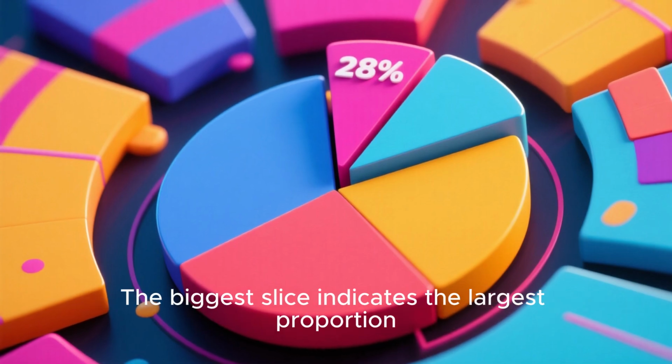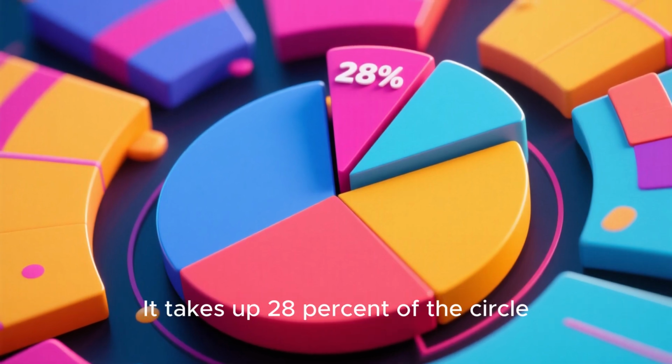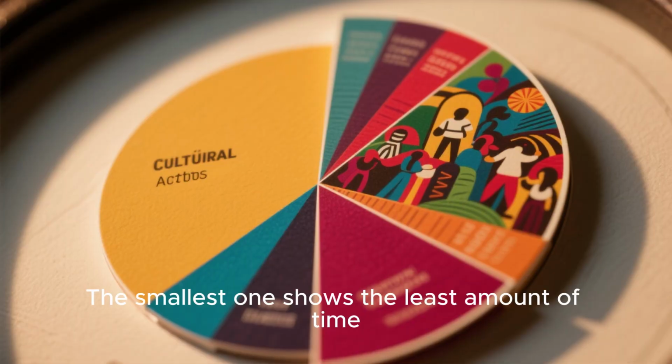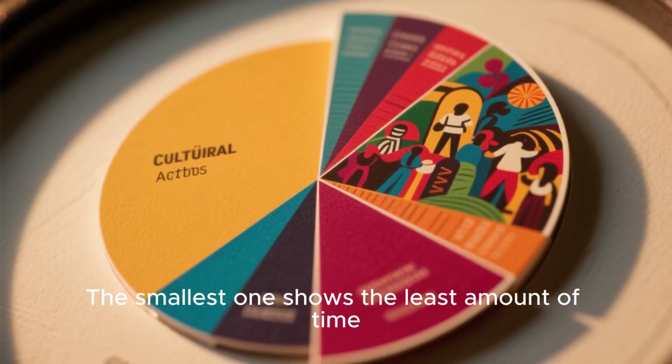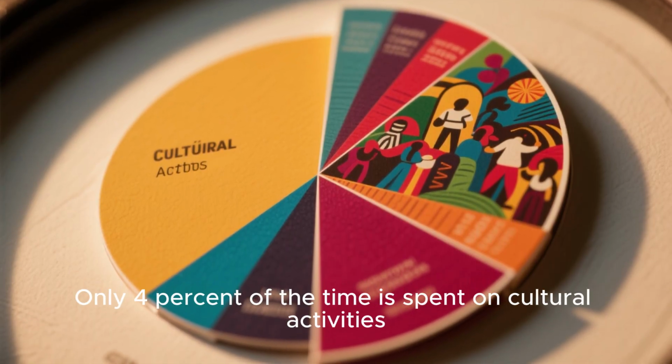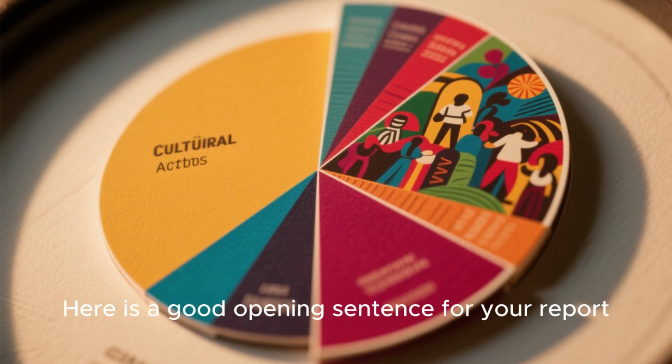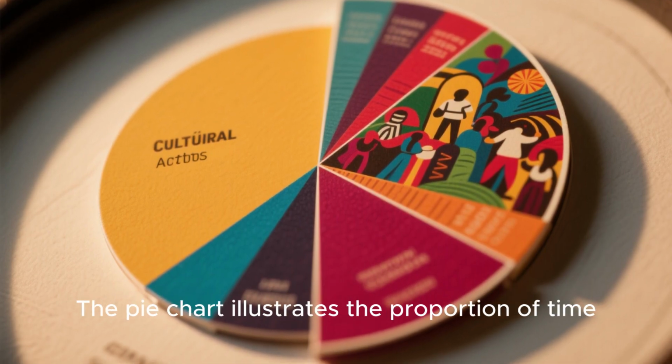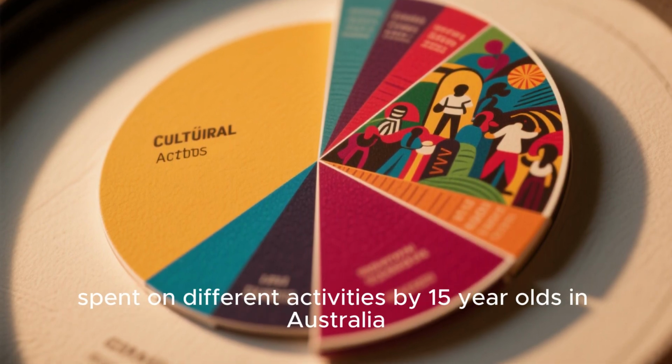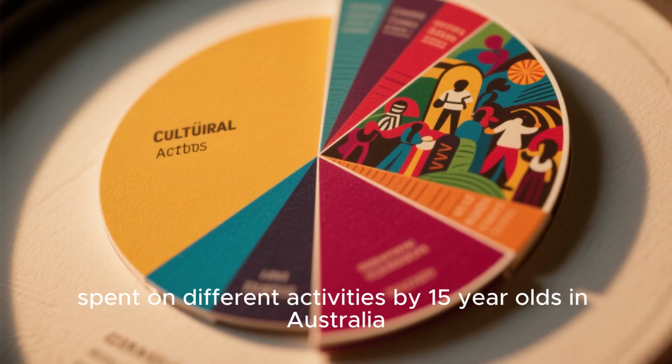The biggest slice indicates the largest proportion. It takes up 28% of the circle. The smallest one shows the least amount of time. Only 4% of the time is spent on cultural activities. Here is a good opening sentence for your report. The pie chart illustrates the proportion of time spent on different activities by 15-year-olds in Australia.